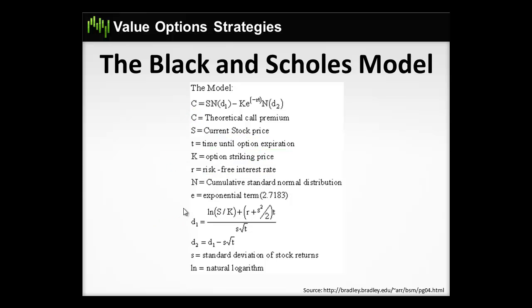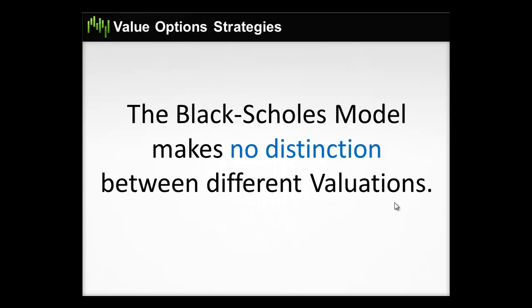Okay, let's go ahead and advance to the next slide. The Black-Scholes model makes no distinction between different valuations, as we saw from the previous formula.